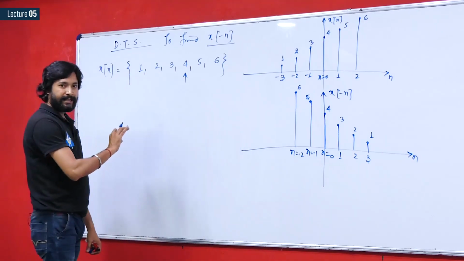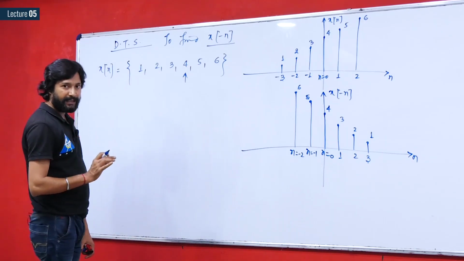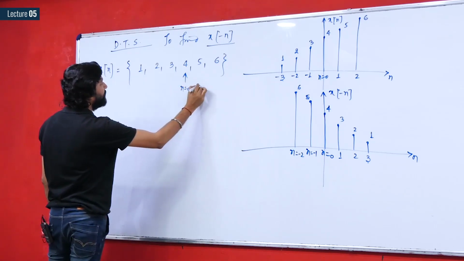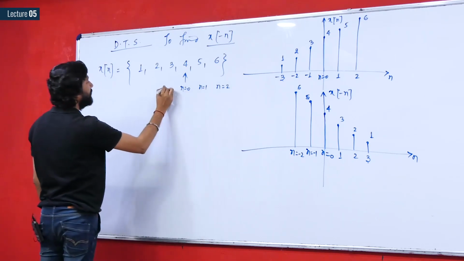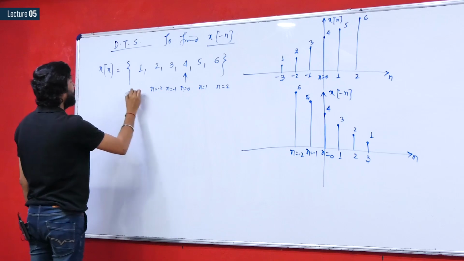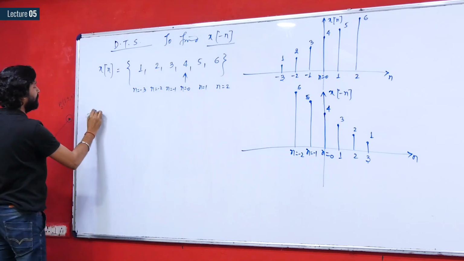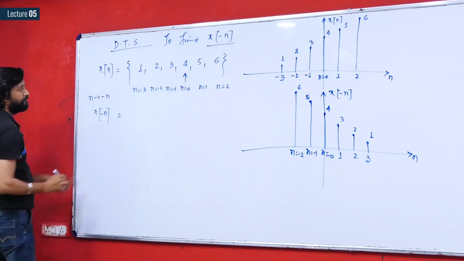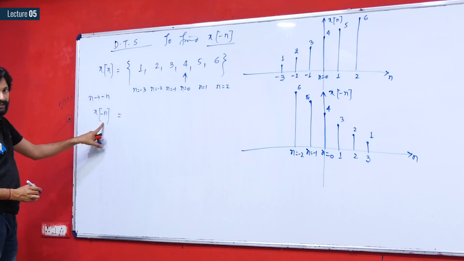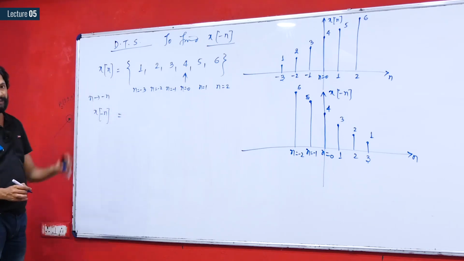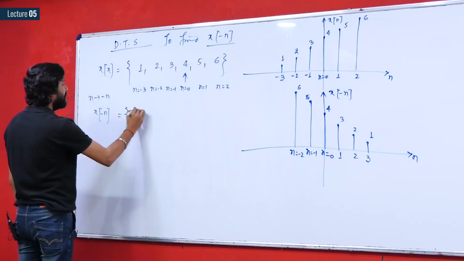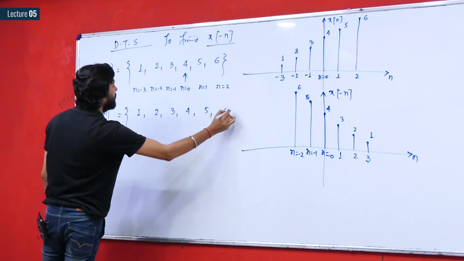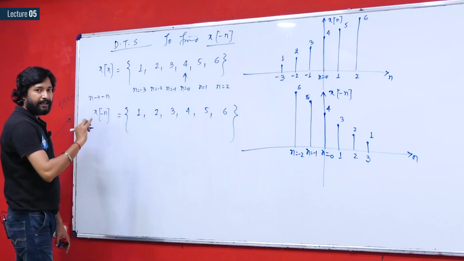Now how can you implement the concepts that you have learned earlier? If you have x of n, then you know these are the values of signal x of n for n equals to 0, 1, 2, and for minus 1, minus 2 and minus 3. If you have to find x of minus n, then you are replacing this n by minus n. If you have replaced in LHS, then you must replace on RHS also. Therefore, the signal values will be the same, that is 1, 2, 3, 4, 5, 6, but now they will be represented at different values of n.